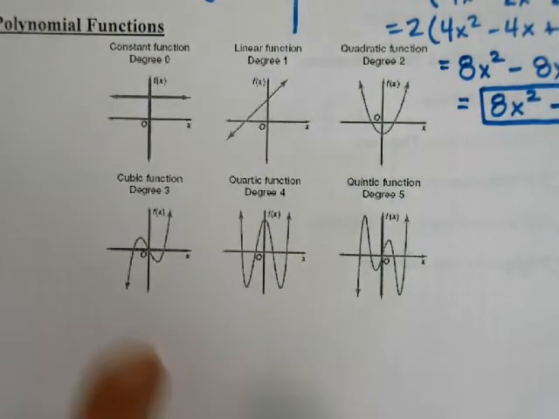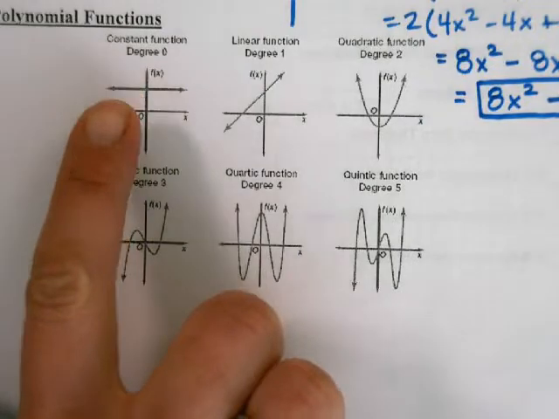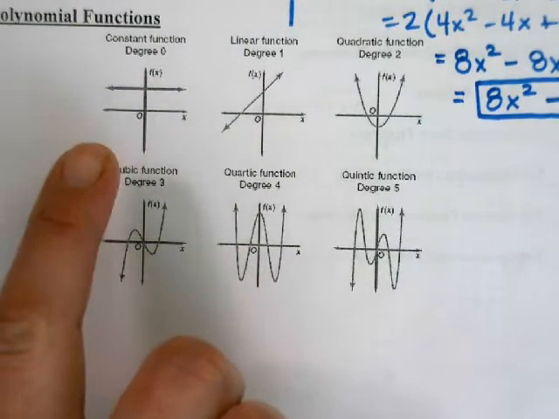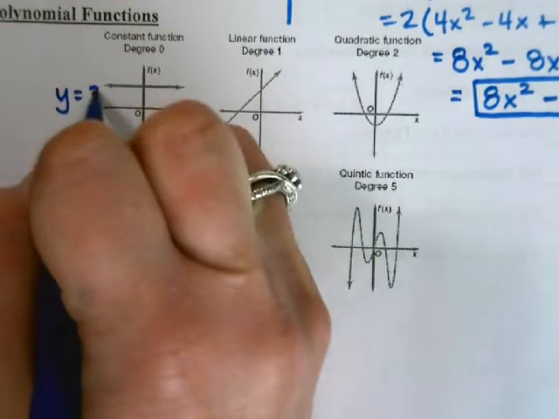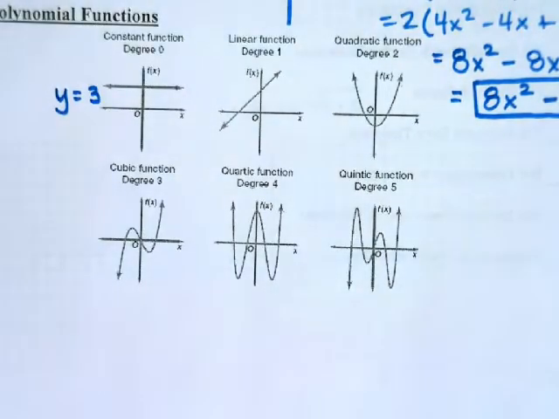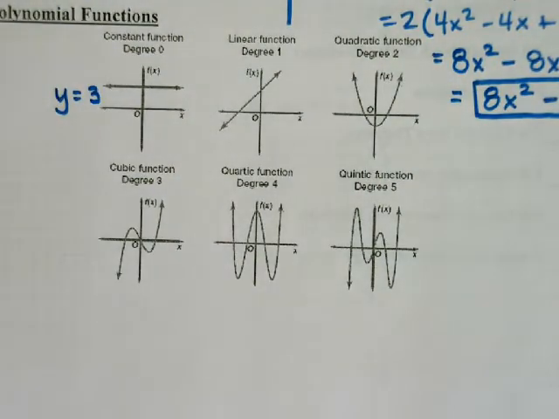So this first guy right here, he's a constant function. He's got a degree of 0. That would be something like y equals 3. His degree is 0, right? He has no variable, so therefore he has no exponent. Or you could think about him as like 3x to the 0, right? Because anything to the 0 power is 1.